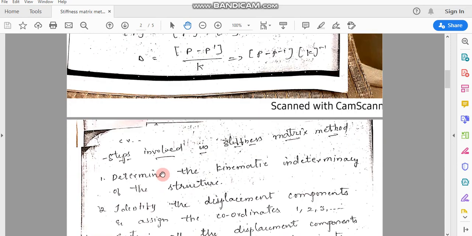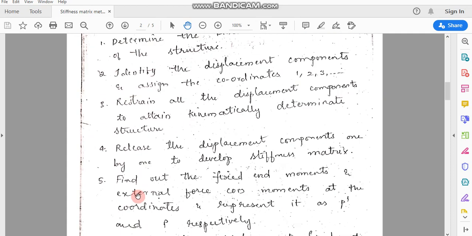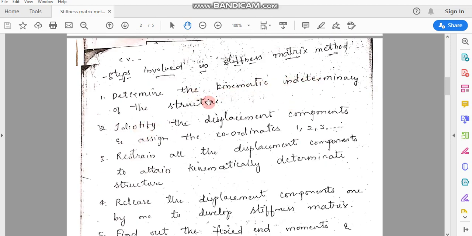Now there are a few steps involved in solving problems in the stiffness matrix method. The very first step is to determine the kinematic indeterminacy of the structure. We'll see how to find it. Next, identify the displacement components and assign the coordinates, as in flexibility matrix, where we denoted node 1, node 2, node 3. In the flexibility matrix method we were bothered about deflection, YB total deflection equals Y1 plus Y2, you might remember this.